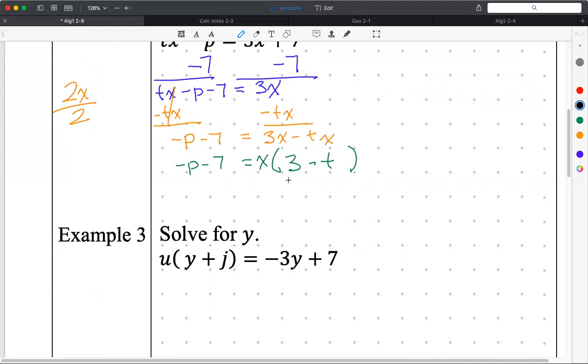Okay, so t equals -7 and p equals 3, because it's the same equation. You just replace the variables with the numbers on the other side. Say that one more time. You replace the variables with the number on the other side.